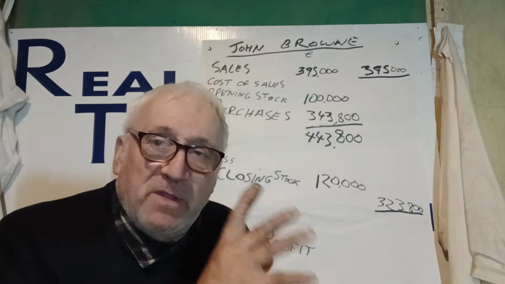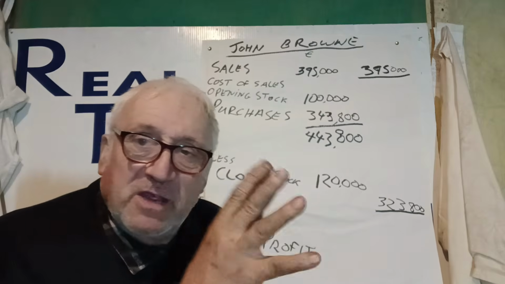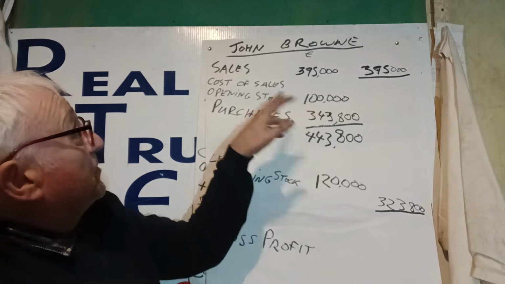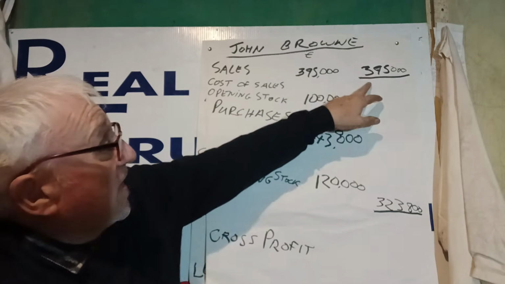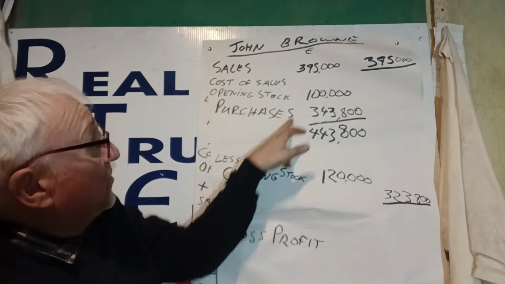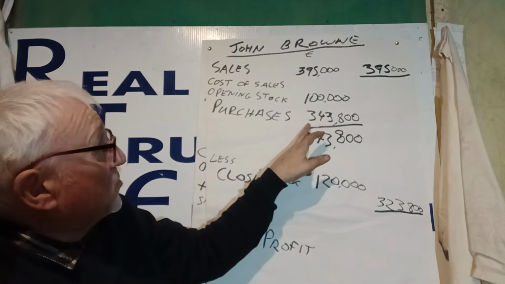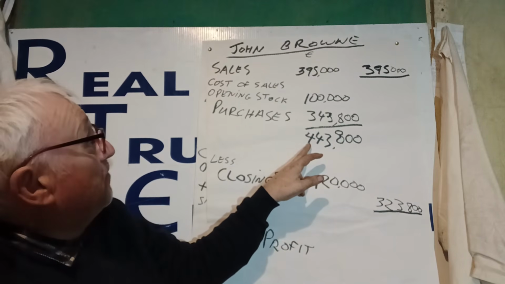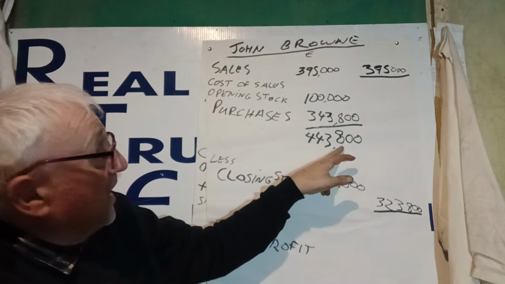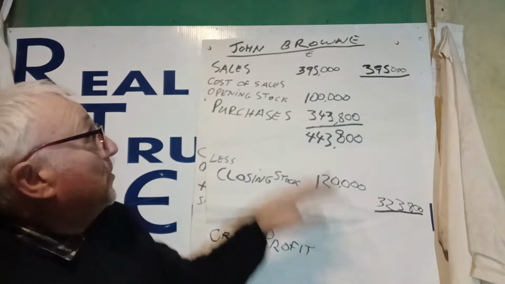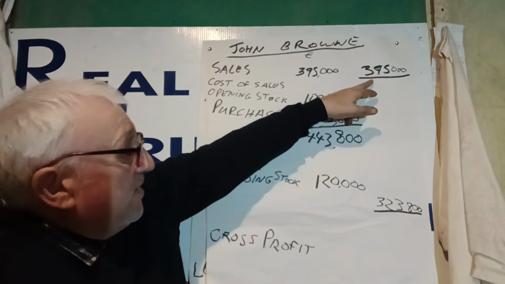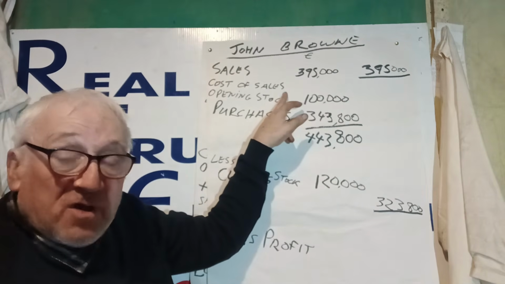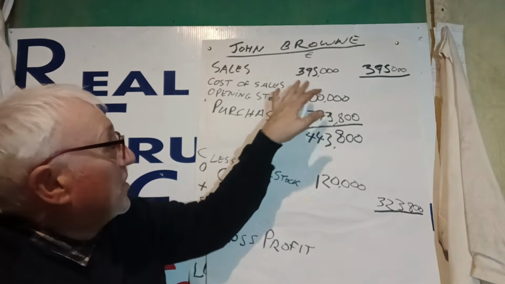So this is the very same set of figures, except I've taken out the returns, the purchases returns and the return to suppliers. And here we see now that our sales is 395,000. Our opening stock is 100,000. Our purchases is 343,800. So sales less cost of sales. What did those sales cost us?